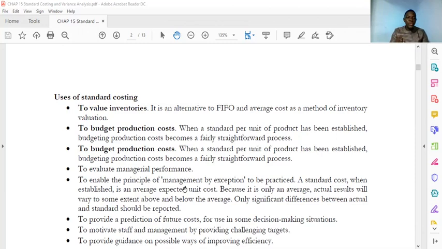One, to value inventories. It is an alternative to the FIFO and average cost as a method of inventory valuation. Two, to budget production costs. Standard costing can be used in budgeting for production costs. So we say that when a standard per unit of a product has been established, budgeting production cost becomes a fairly straightforward process because we know the cost for one. So depending on the number of units that we want to produce, we can easily determine it.